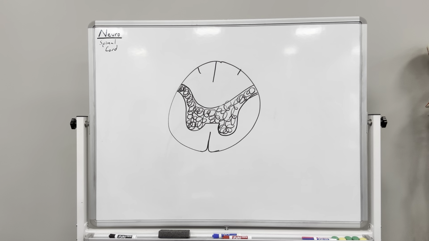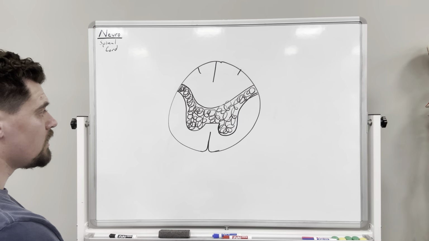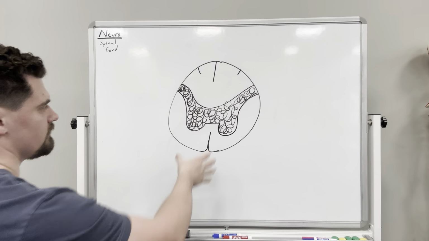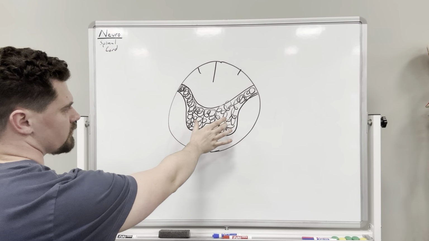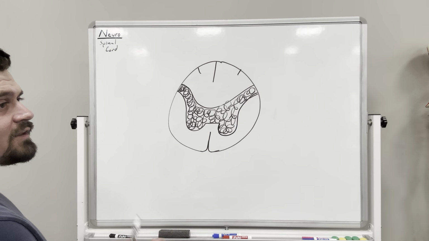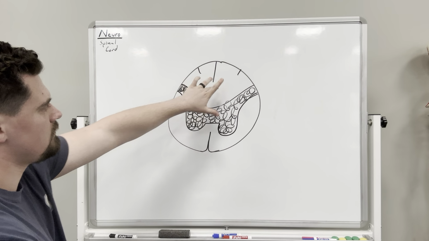And then just remember what is gray versus white. Gray is where the neuronal cell bodies are. And for this, the gray matter is the lower motor neurons, especially in the ventral, the lower motor neuronal cell bodies. And then the white is going to be your myelinated axons. So neuronal cell bodies, axons.